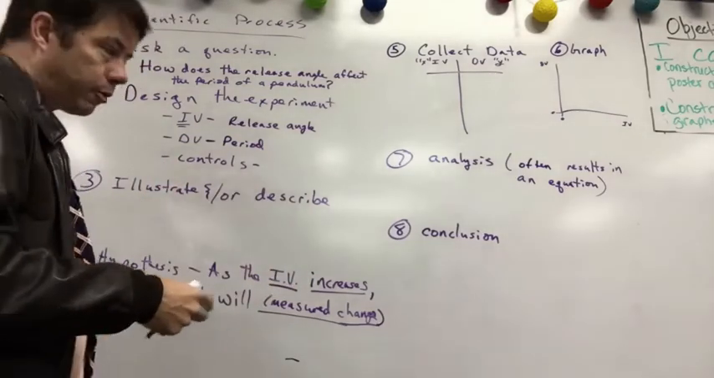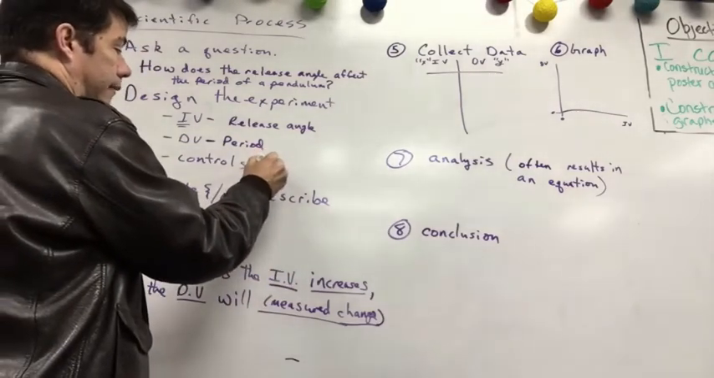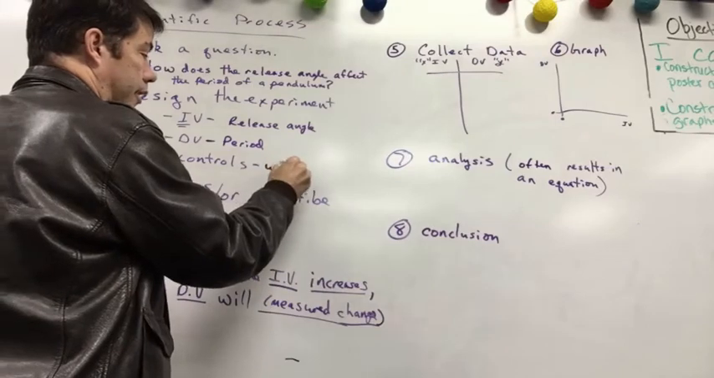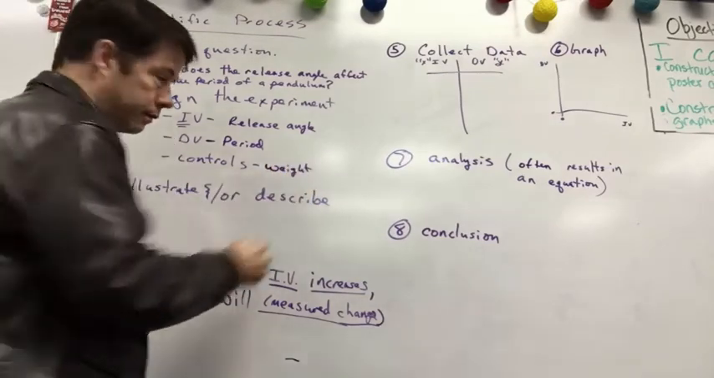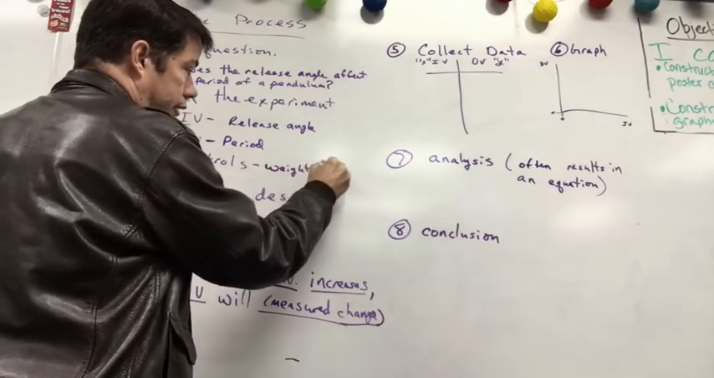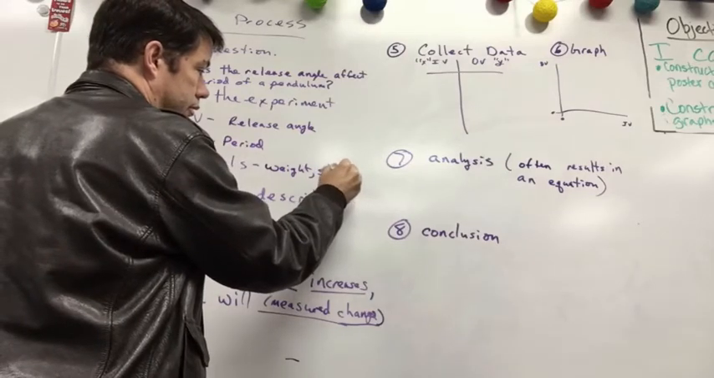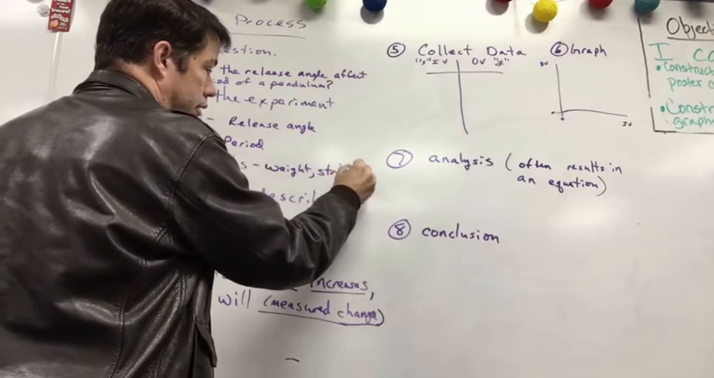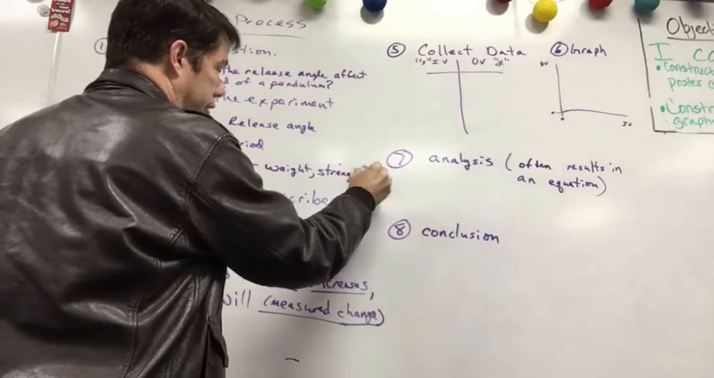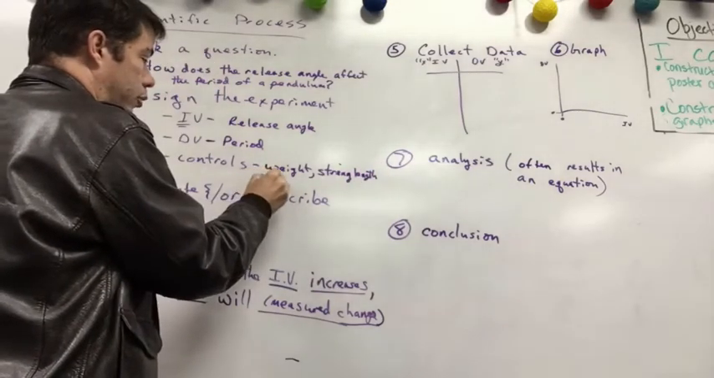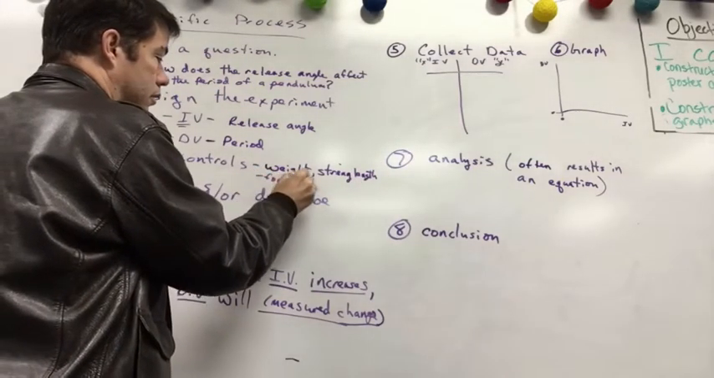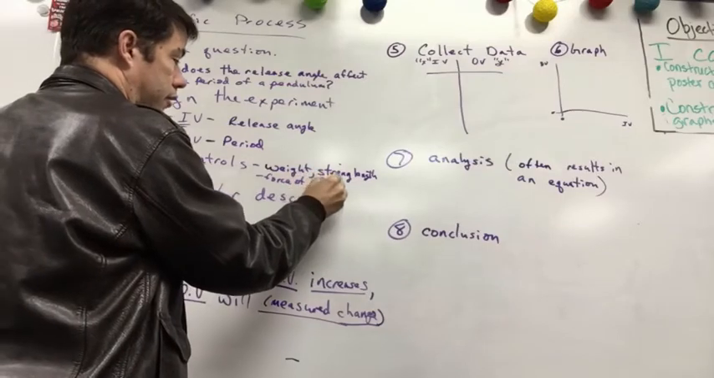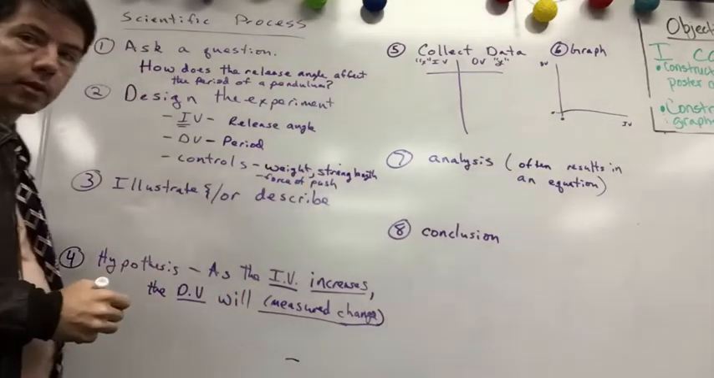Some things we came up with in class were the weight at the end of the string. We talked about string length. We talked about the force of a push or just letting go. We talked about those things.